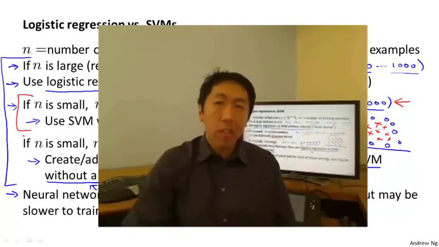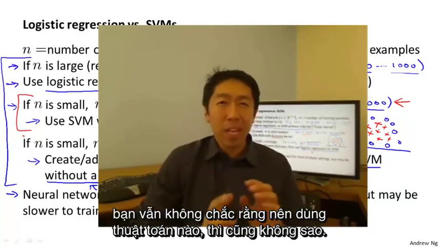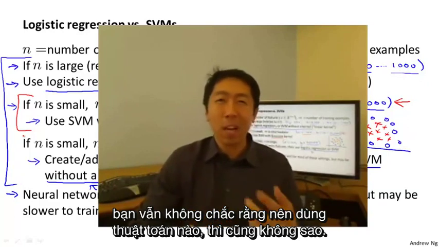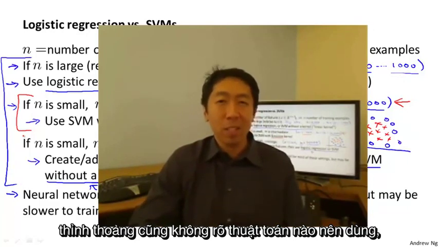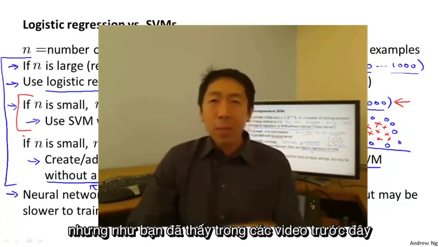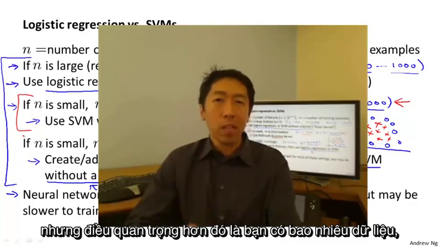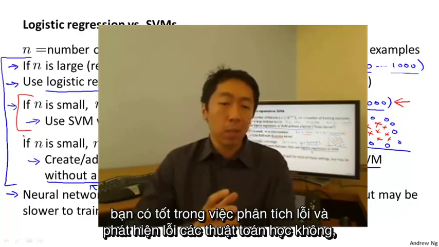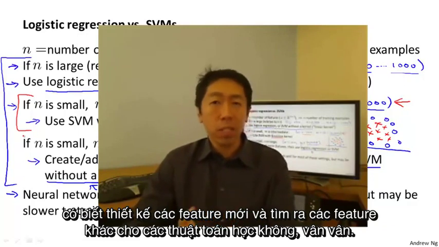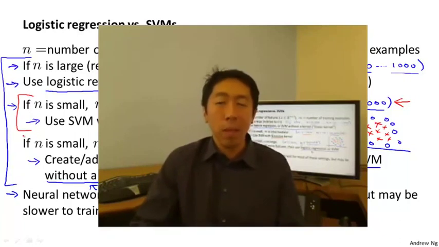In case the guidelines I gave here seem a little bit vague, and you're looking at some problems and you feel like the guidelines are a bit vague, and you're still not entirely sure whether you should use this algorithm or that algorithm, that's actually okay. When I face a machine learning problem, sometimes it's just not clear what is the best algorithm to use. But as we saw in earlier videos, the algorithm does matter, but what often matters even more is things like how much data you have, and how good you are at doing error analysis and debugging learning algorithms, figuring out how to design new features, or what other features to give your learning algorithm and so on. And often those things will matter more than whether you are using logistic regression or an SVM.